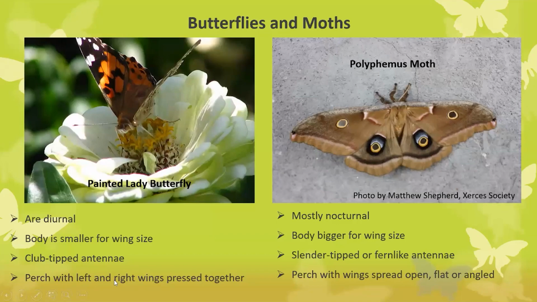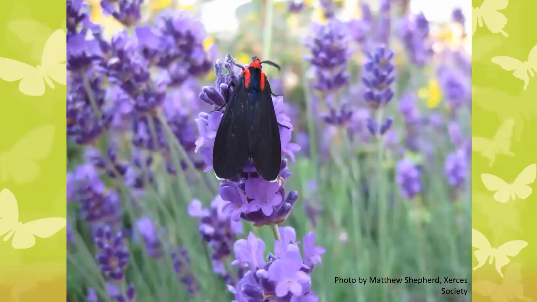And if you're wondering how butterflies are different from moths, butterflies tend to be active during the day while moths are active after dark. Butterflies have bodies smaller for the wing size, and moths are the opposite. Butterfly antennae at the tip have a club or a swelling form, and the moths don't have that. And finally, when butterflies perch, they tend to press their wings together, while moths have their wings spread open.